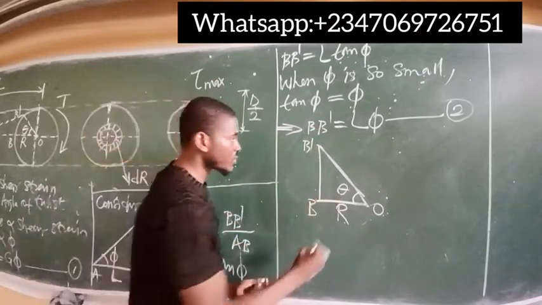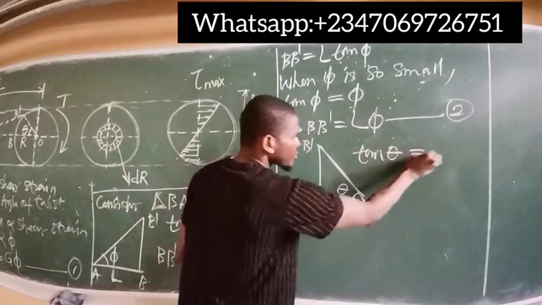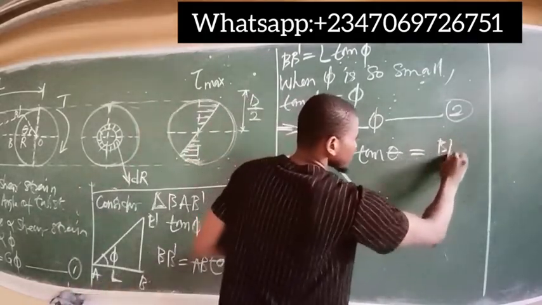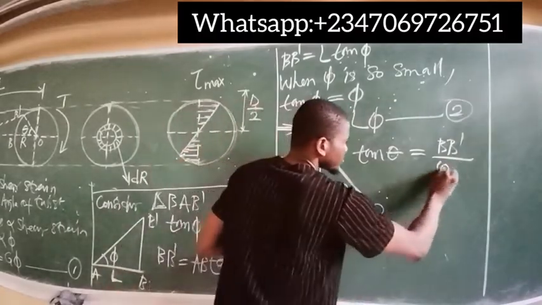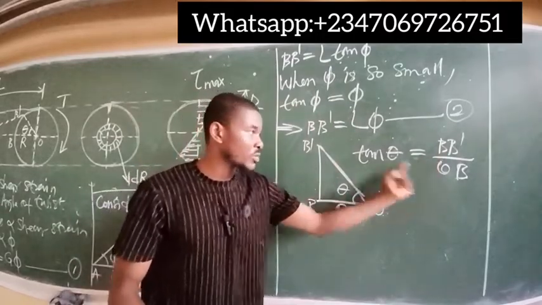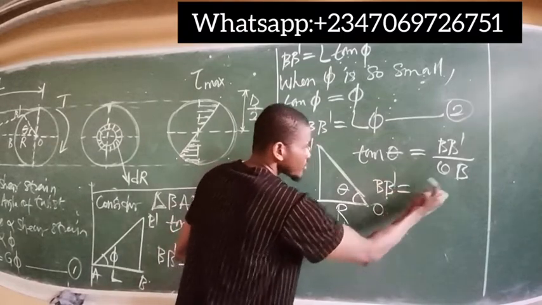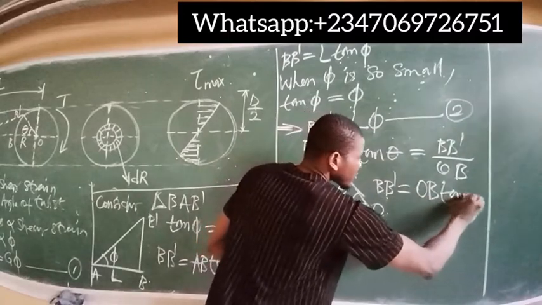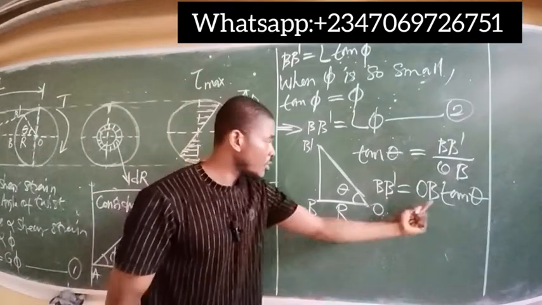If we do that, we have tan theta, which is the angle of twist, equal to opposite, which is BB prime, all over adjacent, which is OB. Just like before, if we make BB prime the subject by cross multiplying, BB prime is equal to OB tan theta. We simply have this. But remember, OB stands for what?